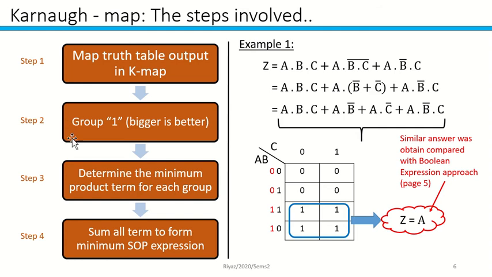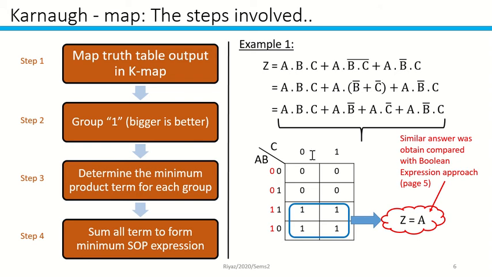Step 2 involves grouping the 1s, so the bigger the better. Step 3 will determine the minimum product term for each group, and step 4 is to sum them up. Don't worry, I will go through it step by step and explain all the rules involved until you get to step number 4. For example, over here you have a big Boolean expression.